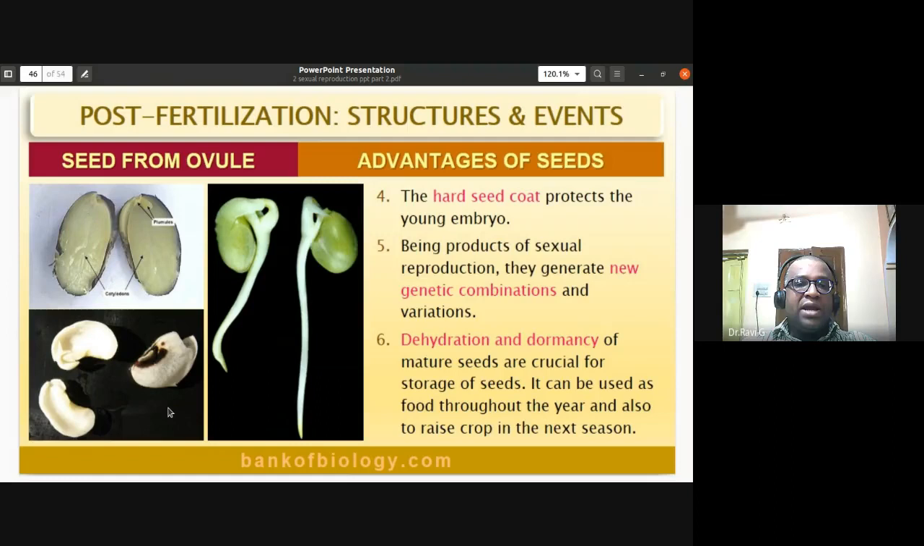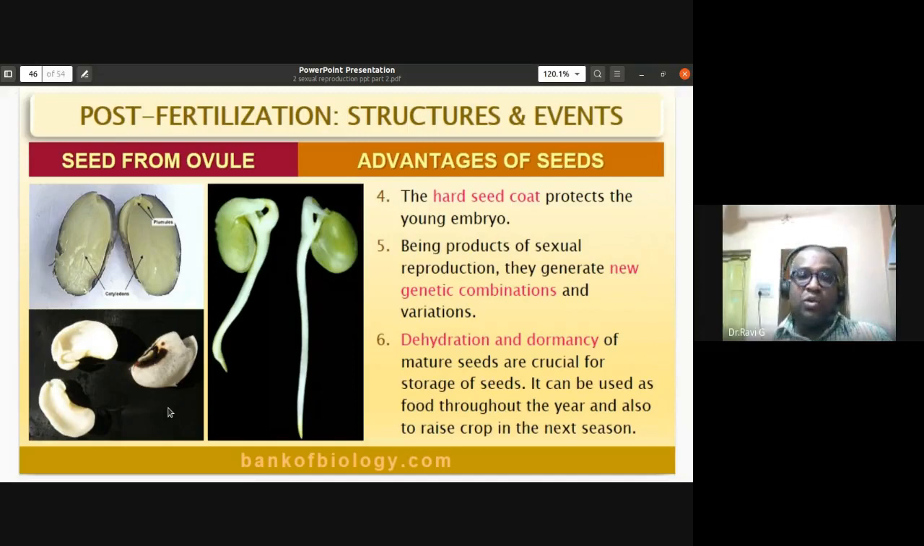Since the seeds have this dehydration and dormancy, they can be stored for a longer duration. We are using them as food throughout the year. So it is economically important for us. Seed formation is economically important for human beings because the mature seeds undergo dehydration and also have dormancy, so we can store them for a longer duration, and throughout the year we can utilize them as a source of food.